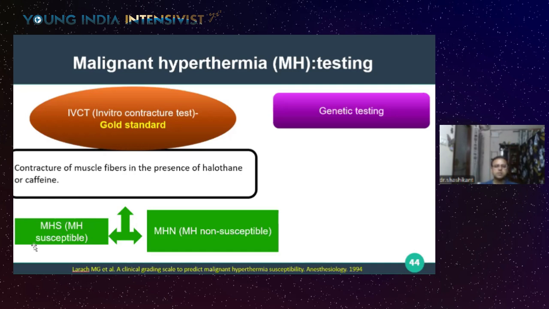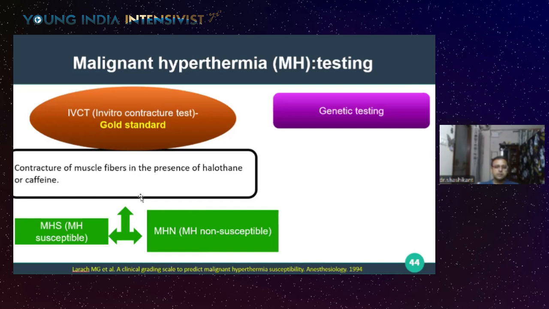But when the muscle fiber shows contraction to both halothane and caffeine, the individual is considered to be malignant hyperthermia susceptible, that is MHS. And if the results are negative, like there is no contraction with exposure to both halothane and caffeine, they are called MH non-susceptible.